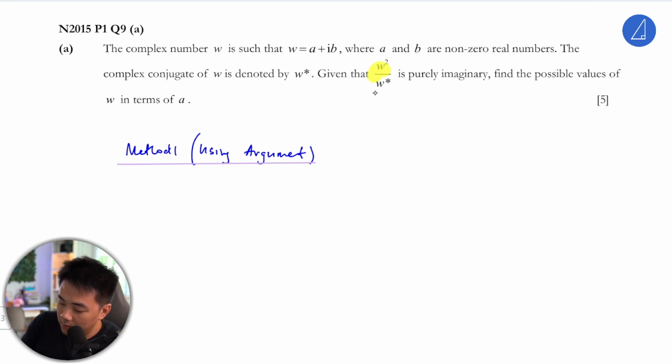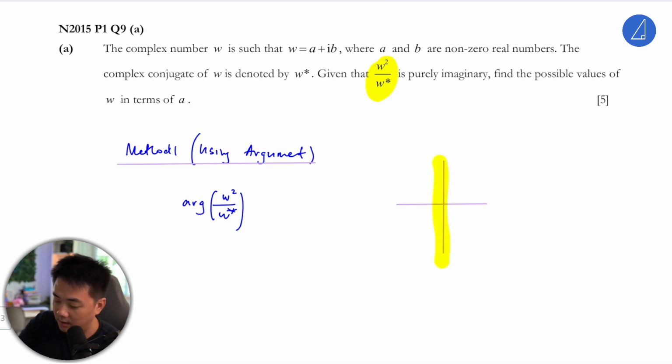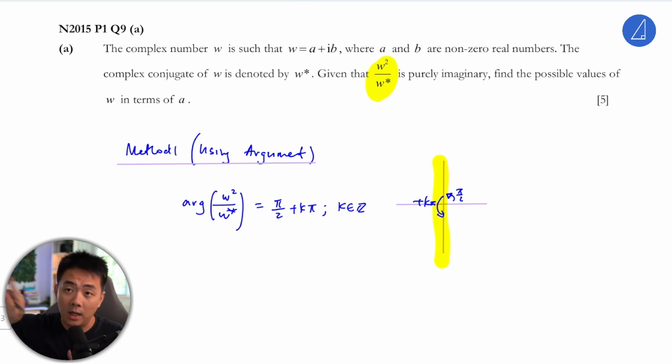So if you want w squared over w conjugate to be purely imaginary, what we know is that the argument of this would have to always hit the imaginary axis, right? So in other words, you just want it to keep hitting this imaginary axis as purely imaginary. So you start off with pi over 2, then you keep adding k pi to it. So this will be pi over 2 plus k pi, where k will just be an integer value. So in other words, you start with pi over 2, then you just keep adding 180 degrees. You just keep adding it, then it will give you the argument which will always make this purely imaginary.